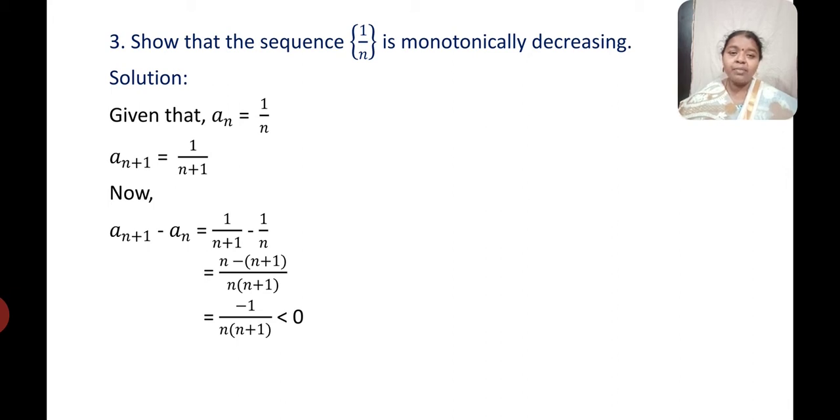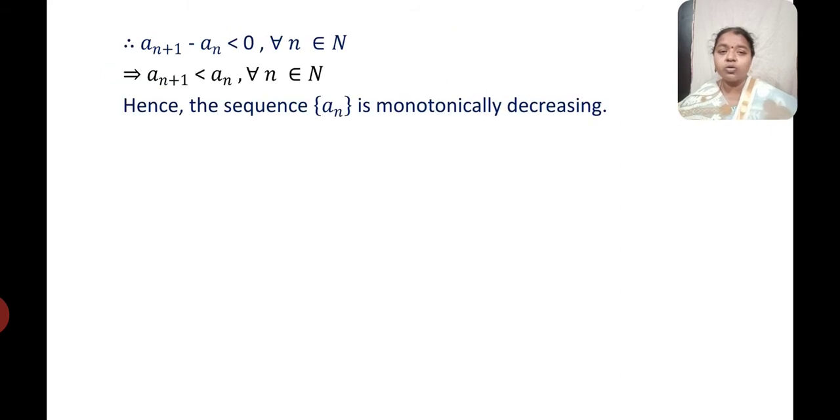Now an plus 1 minus an is equal to 1 by n plus 1 minus 1 by n. Taking LCM and cross multiplying, we get n minus of n plus 1 divided by n into n plus 1. n minus n gets cancelled. So we get minus 1 divided by n into n plus 1. This is less than 0. So we have proved an plus 1 is less than an for all n belongs to N. Hence, the sequence an is monotonically decreasing.